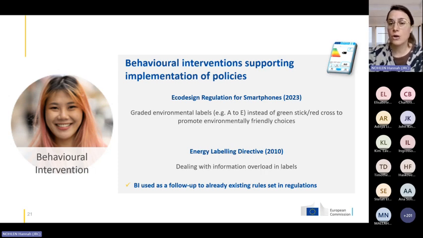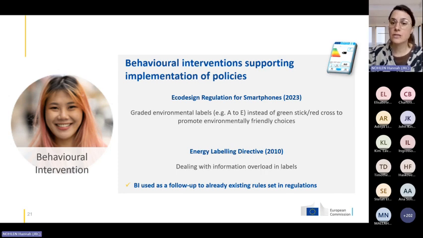So this is, as I said, not necessarily in the area of public health. Behavior interventions have been used to help in the implementation of a regulation to make existing policy more effective, for example. This happened when environmental labels were mandated in the eco-design regulation for smartphones, aimed at empowering consumers to make more environmentally friendly choices. In this case, behavior scientists were called in after the decision to implement labels in order to design the labels, making sure that they're more effective, transparent, and acceptable.